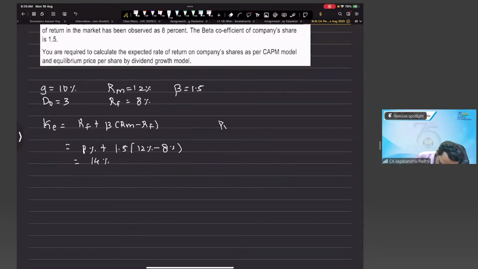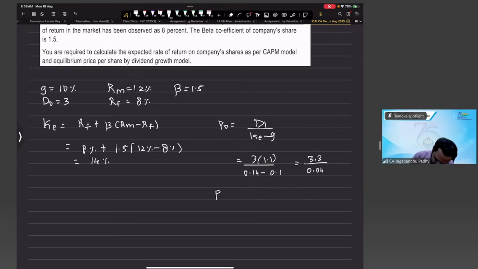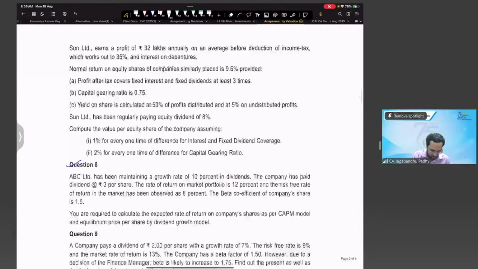Now, obviously, we can get the price as D1 upon KE minus G. So D1 will be 3 into 1.1 upon KE is 14% minus growth rate is 10%. So this is 3.3 upon 0.04. So P0 is 3.3 upon 0.04. How much is the price? 82.5. Perfect. That's pretty easy. So that's question 8.